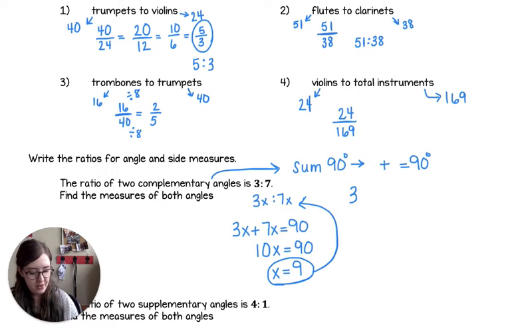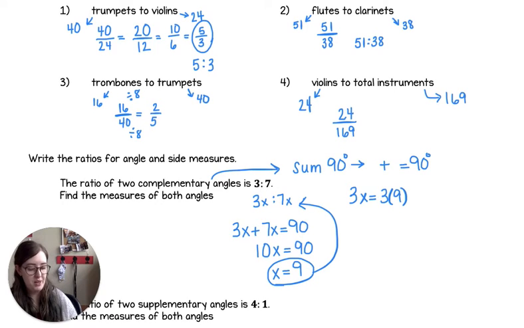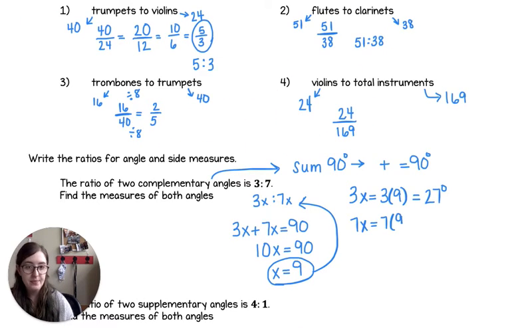So I'm going to have to take 3x, or 3 times 9, to get one of the angles. It's 27 degrees. And then I'll also have to take 7 times x, or 7 times 9, to get 63 degrees for the other angle.